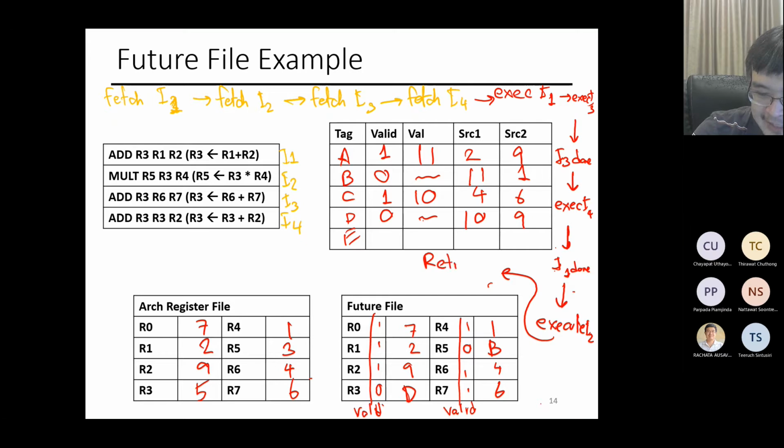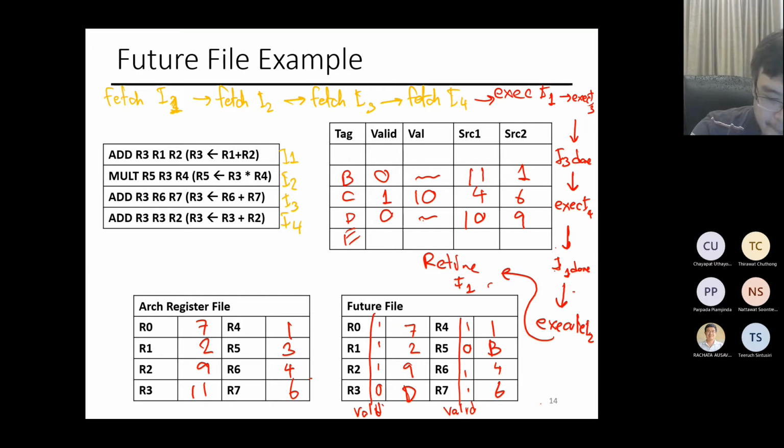We call this step retire. Retire I1. When I retire I1, it basically means that I am done with the first instruction for sure. I can erase this from the universe. What do I have to do? The last step. What do I have to do now? Now is the time to update the architecture register file. So the architecture register file always goes hand in hand with the retire phase, right?